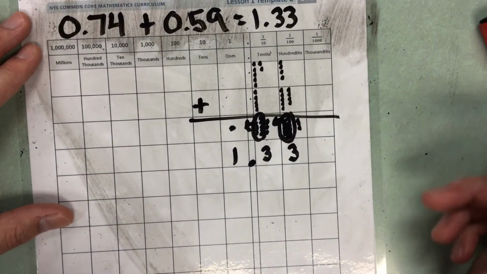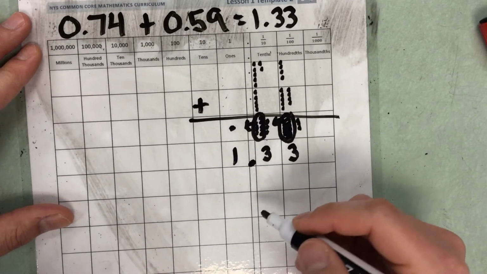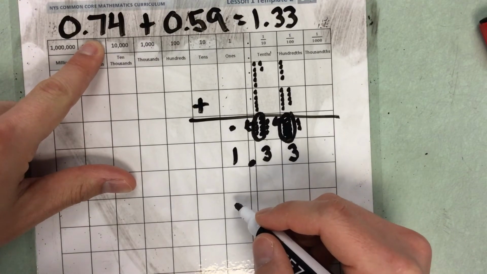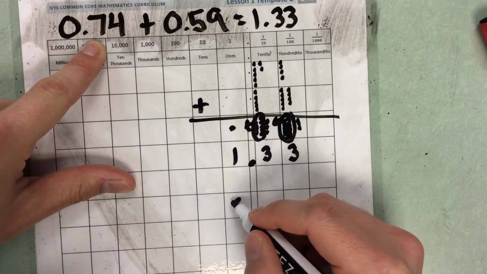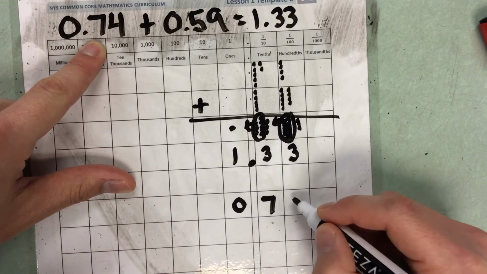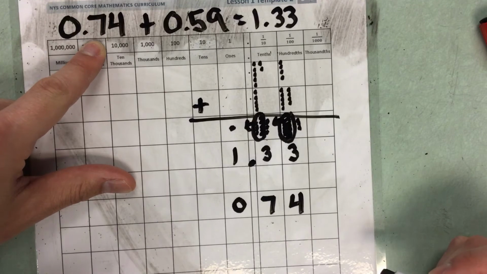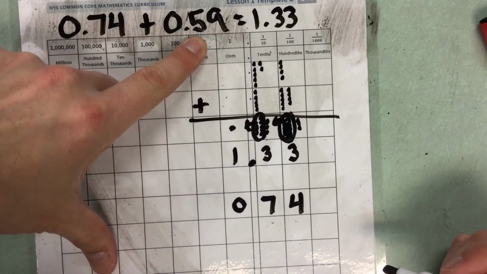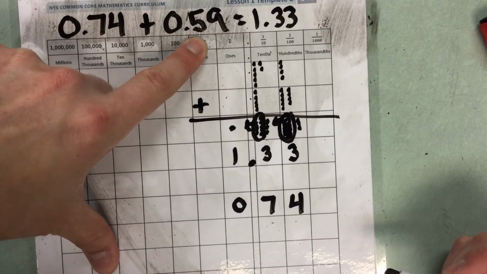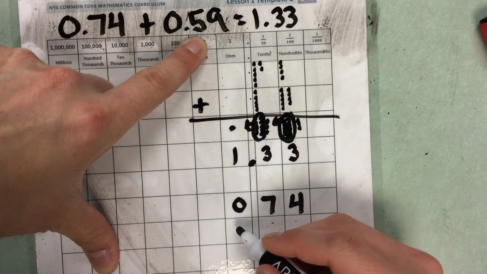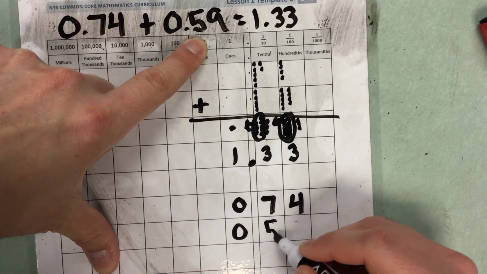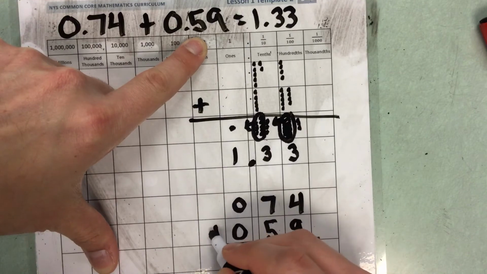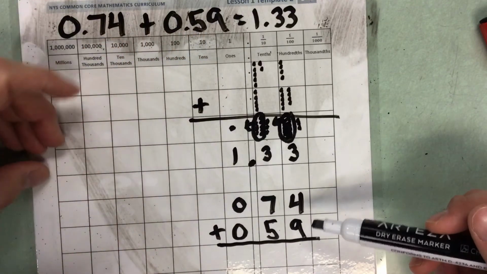Now let's see how this relates to the standard algorithm. So let's go ahead and put in our place value chart the 74 hundredths. So that'd be 0 ones, 7 tenths, 4 hundredths. Underneath that, I want you to write in 59 hundredths on your place value chart. Go ahead and pause the video to do that. So I have 0 ones, 5 tenths, 9 hundredths. Now this is just an addition problem. So remember, I'm going to add like units.